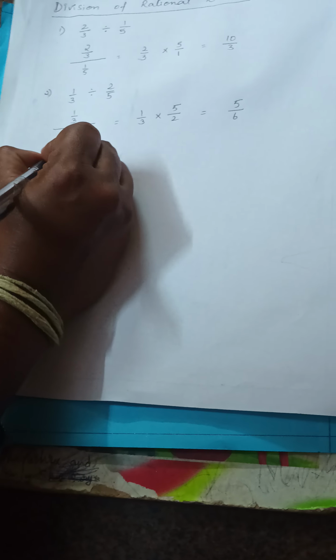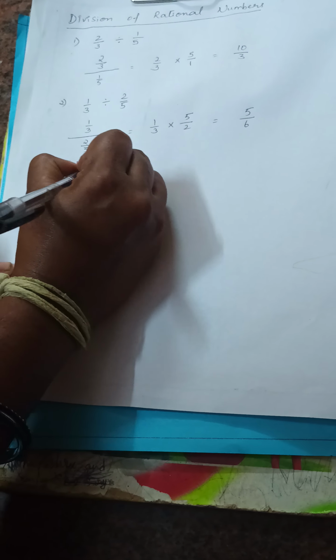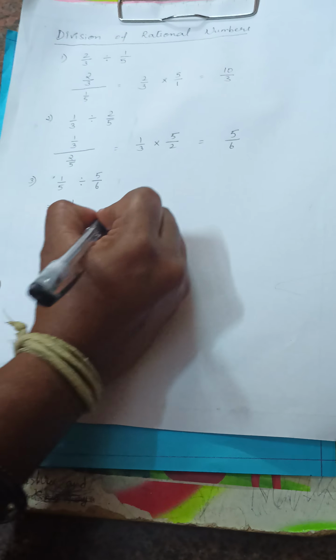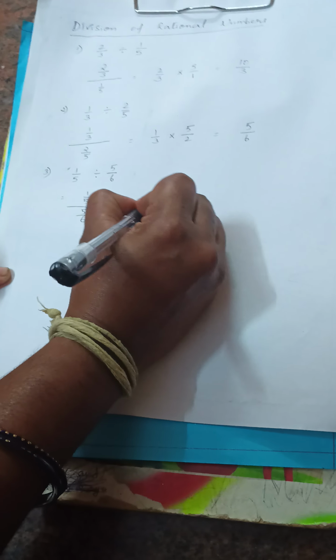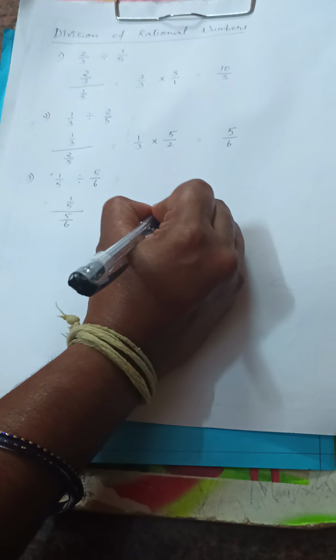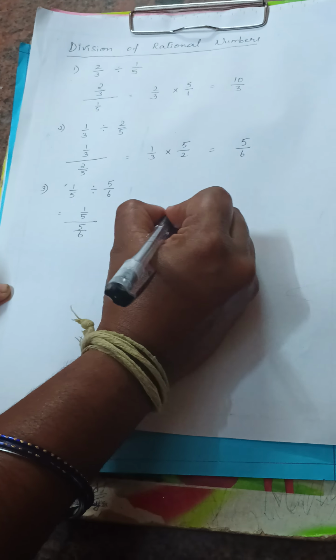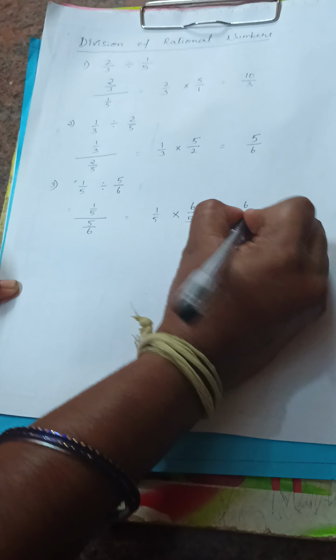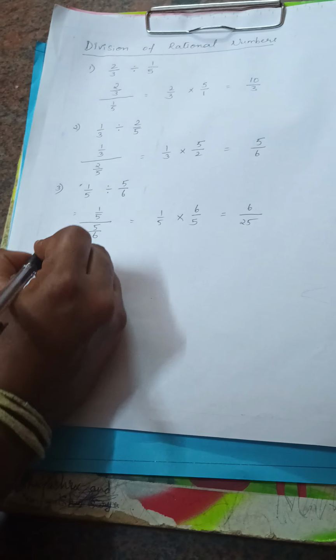One more example. 1/5 ÷ 5/6. So the answer will come as follows. 1/5 keep as it is, multiplication, 6 will come in the numerator place and 5 will come in the denominator place. So 1 × 6 is 6, and 5 × 5 is 25. So 6/25 is the answer for this.